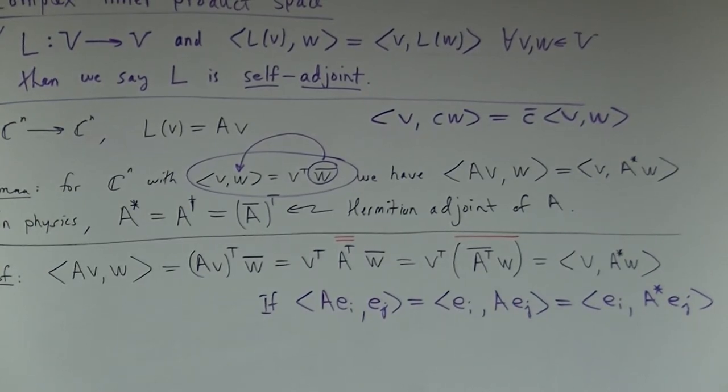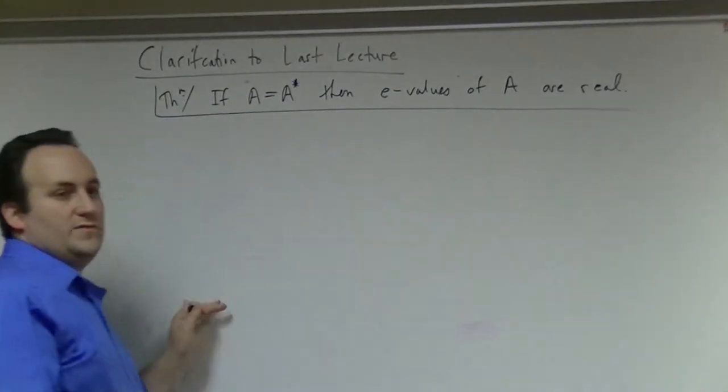We can prove the following. Theorem: if A is equal to A Hermitian conjugate, that is, if it's the matrix of a self-adjoint linear transformation, then the eigenvalues of A are real. So here's the proof.